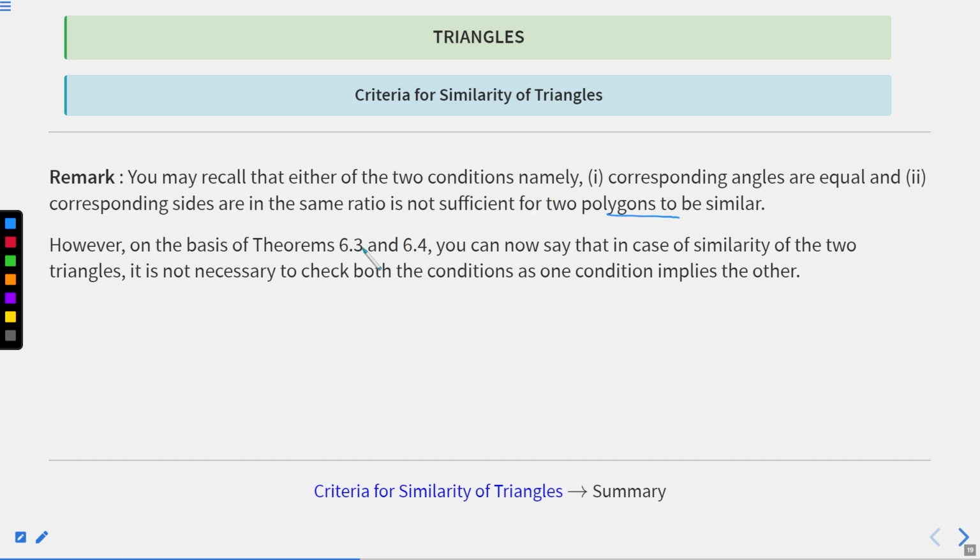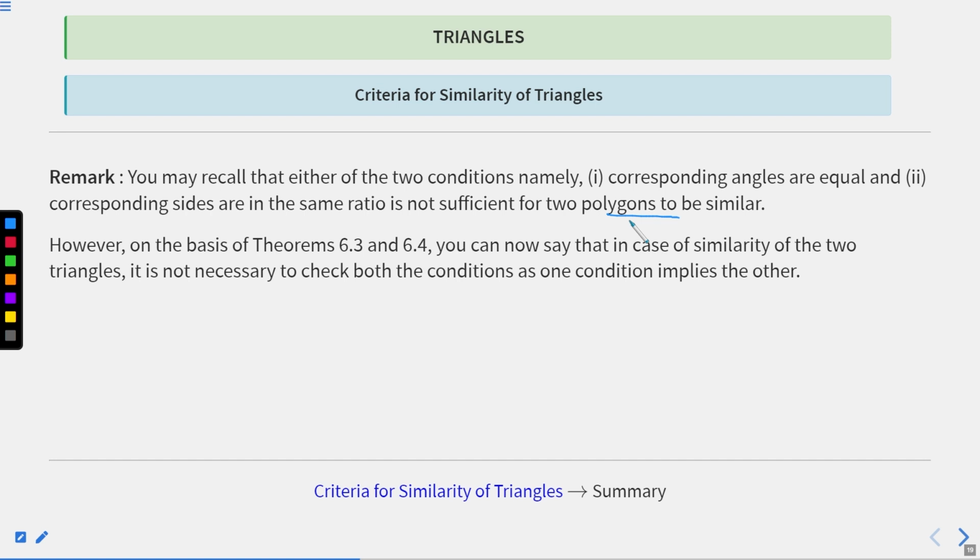However, on the basis of Theorems 6.3 and 6.4, you can now say that in the case of similarity of two triangles, it is not necessary to check both conditions, as one condition implies the other condition. Okay, so for showing two triangles are similar, if we check any one condition, then automatically one condition will imply the other condition.